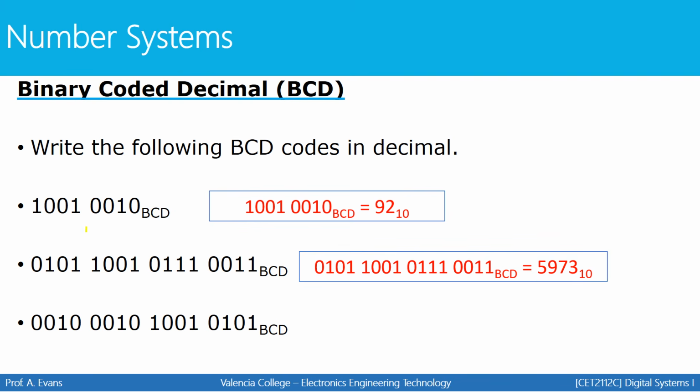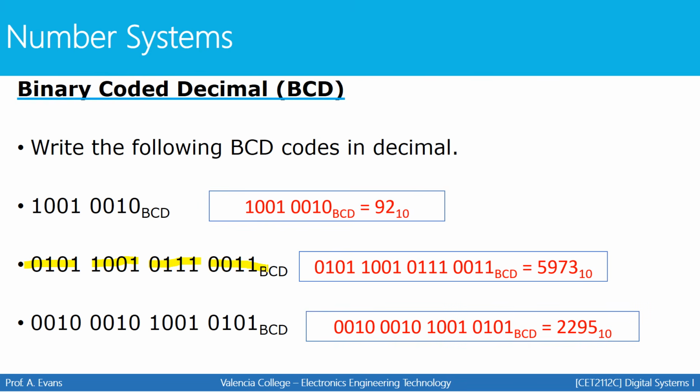So the next one, this group here is a 5. 0101 is 5. 1001 is 9. 0111 is 7. 0011 is 3. And then the last one is 2295. So that's another number system that we'll encounter as we go throughout the semester, the BCD number system.